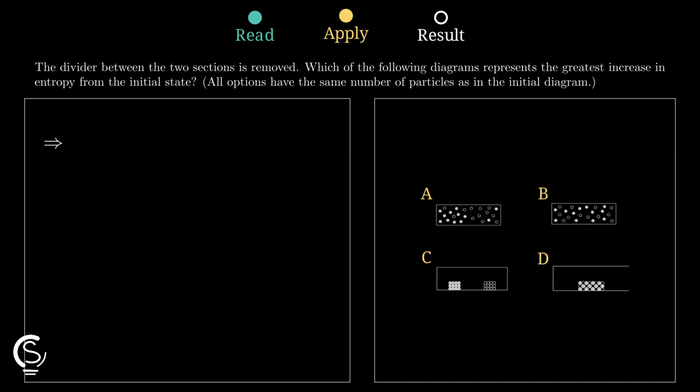The greatest increase in entropy happens when the final state is the most disordered. We are looking for the option where the different particles are perfectly and evenly distributed throughout.